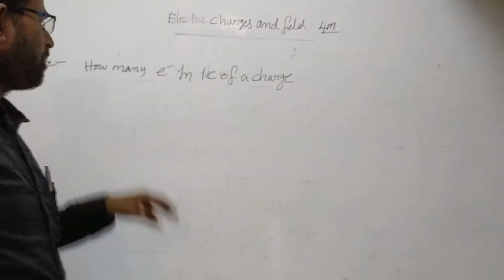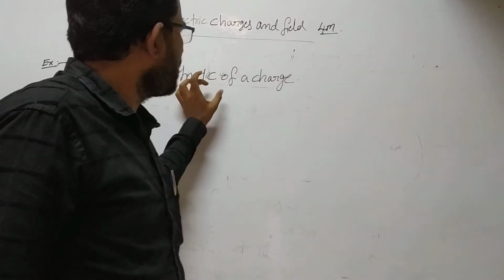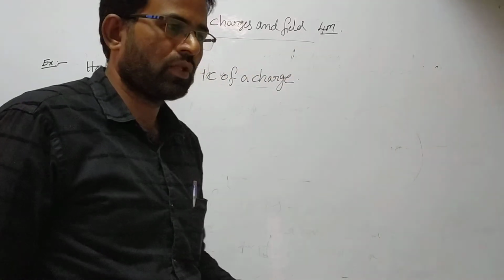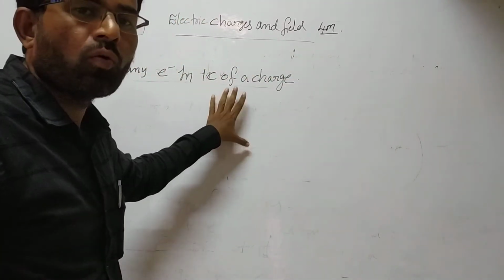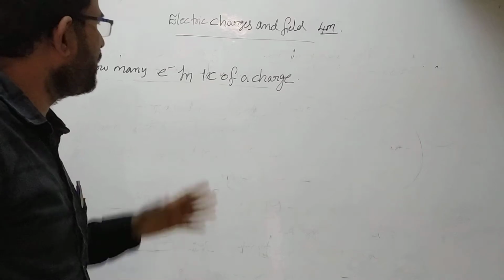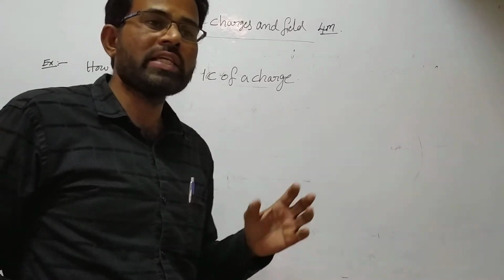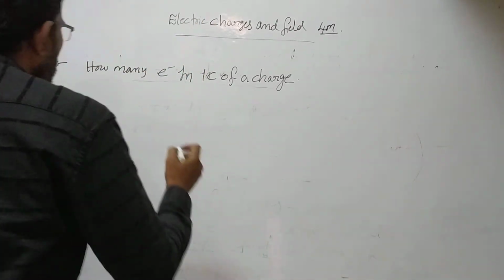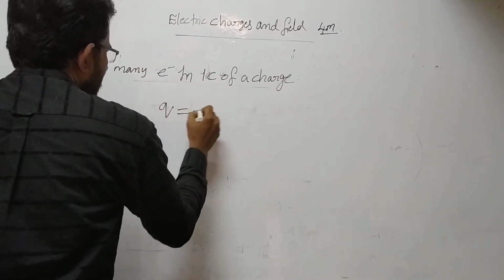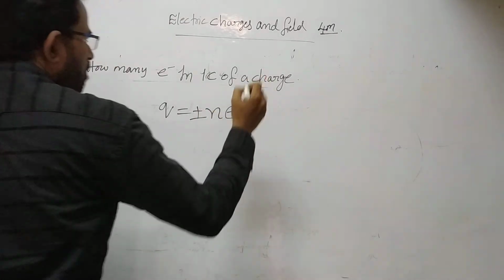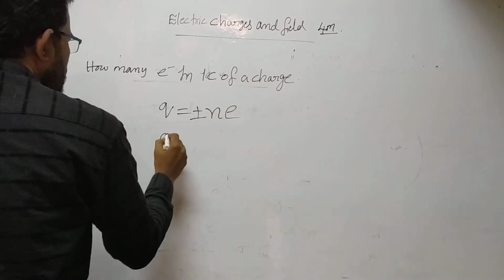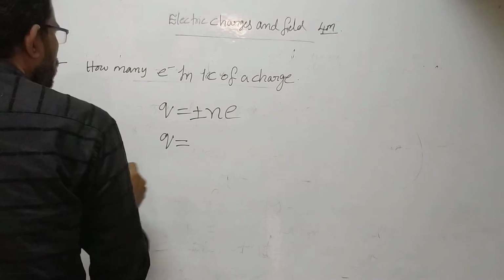Example, you take a problem. How many electrons are in 1 coulomb of charge? How can we calculate? We know the formula for quantization of charges. What is the quantization of charges? Q equal to plus or minus Ne. Q means charge. How much? 1 coulomb of charge.